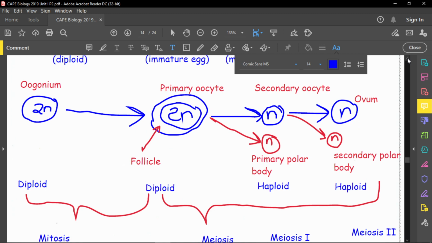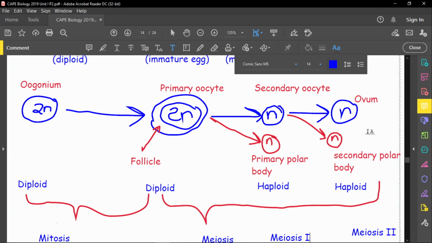All right, so just to look at the diagram carefully, you'll see it there. You have the oogonium. From the oogonium, you have the primary oocyte. The primary oocyte turns into the secondary oocyte, and then the ovum. Point to note is that the oocyte will develop in the follicle, and eventually when it matures, it will be released from the follicle, which is called ovulation, and the remaining follicle that is left after ovulation will form what they call the yellow body or the corpus luteum.